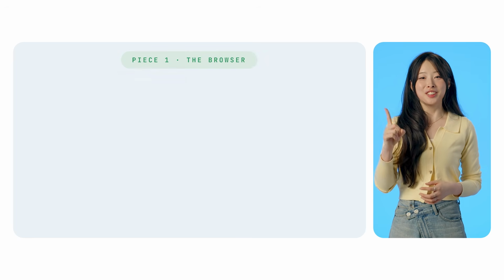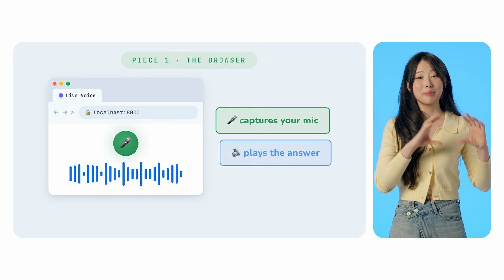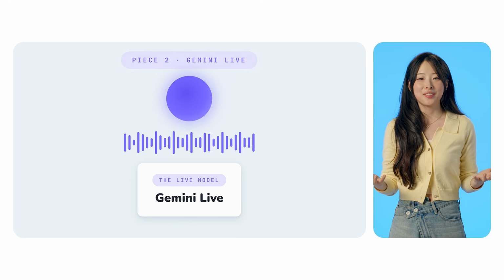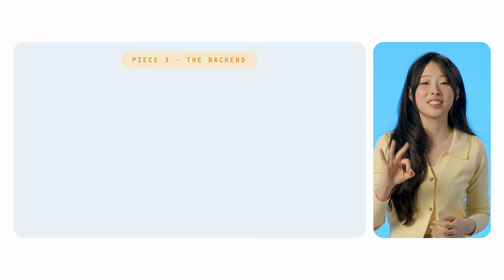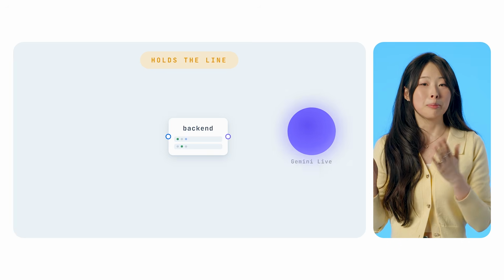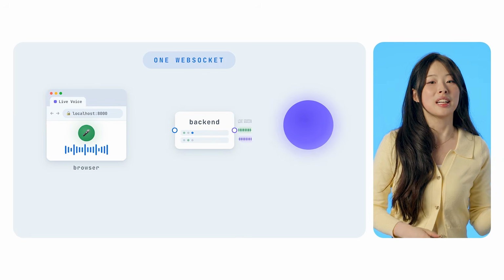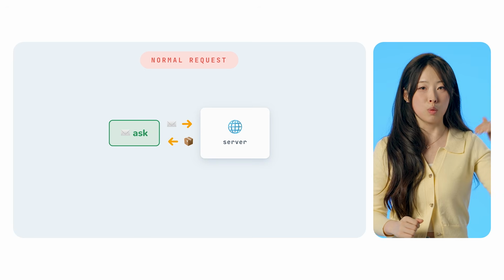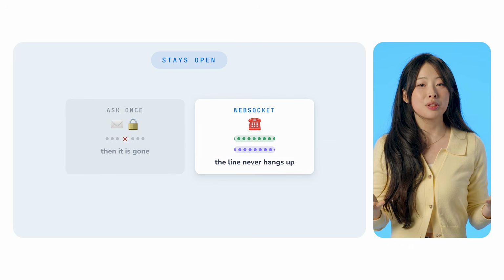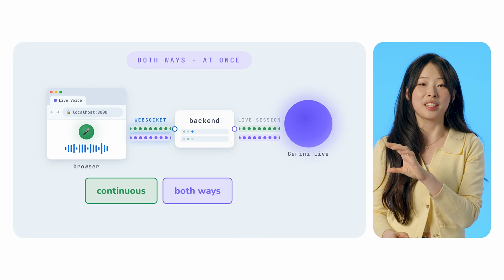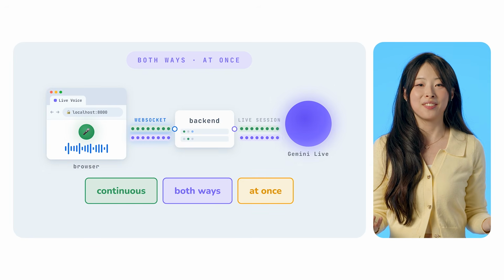Now, let's build it. The architecture has 3 pieces. First, the browser that captures your microphone and plays the audio response. Second, Gemini Live. That is the live model. Third, a small backend. The backend holds an open connection to Gemini and passes audio through. The browser and backend talk over a WebSocket. A normal web request asks once and closes. A WebSocket stays open. That is what lets the audio flow continuously in both directions at the same time.